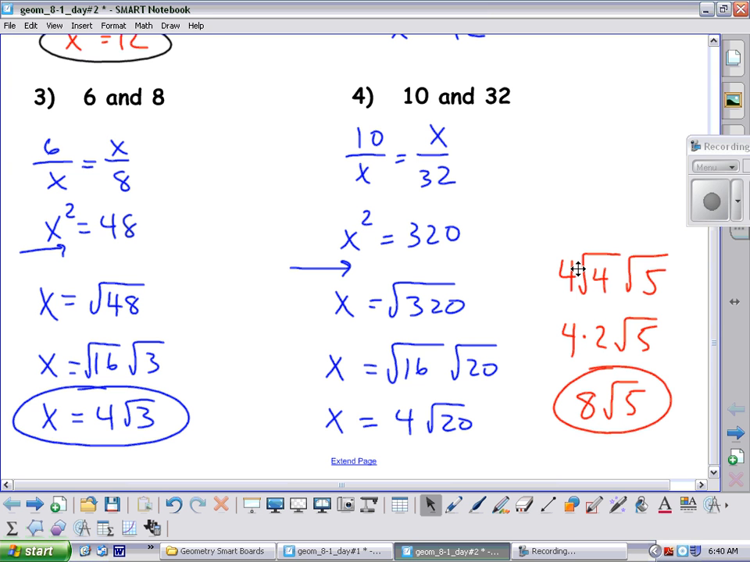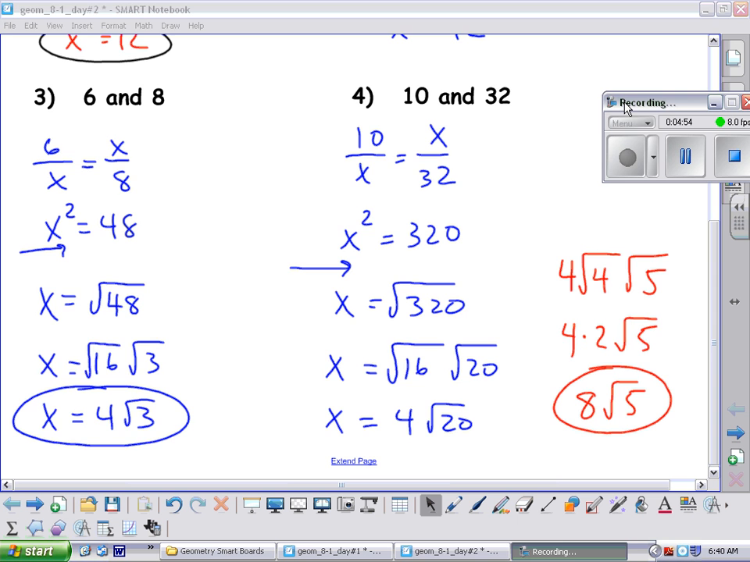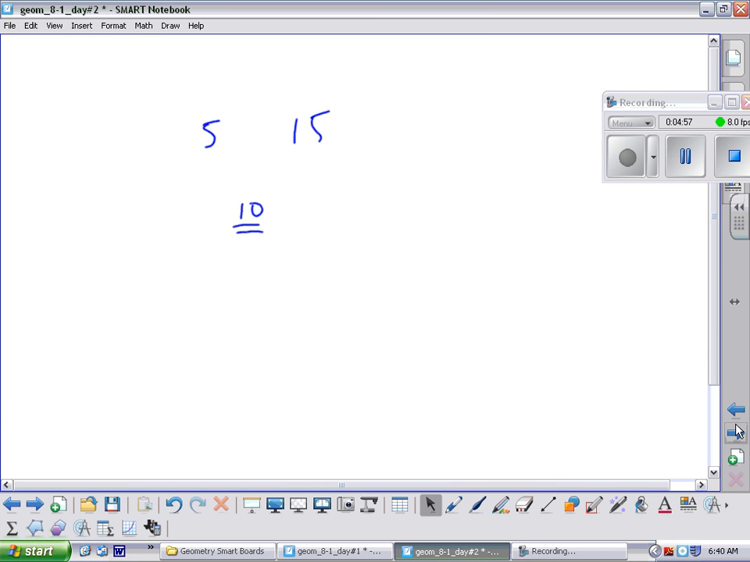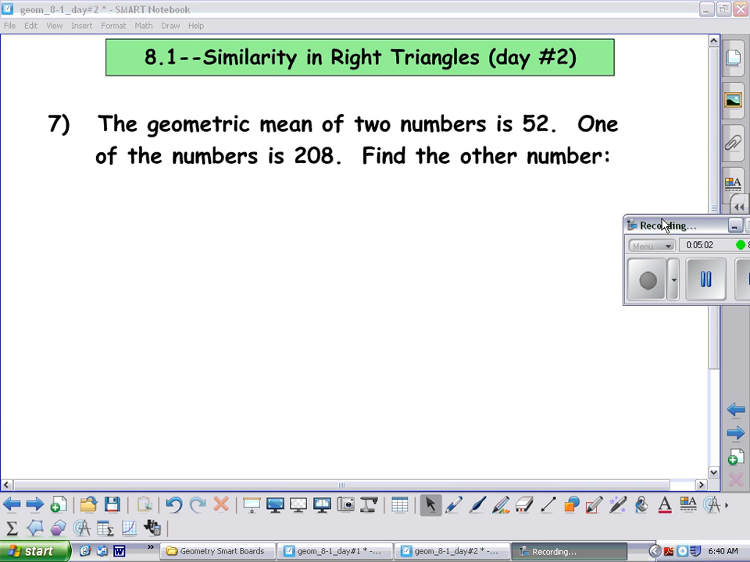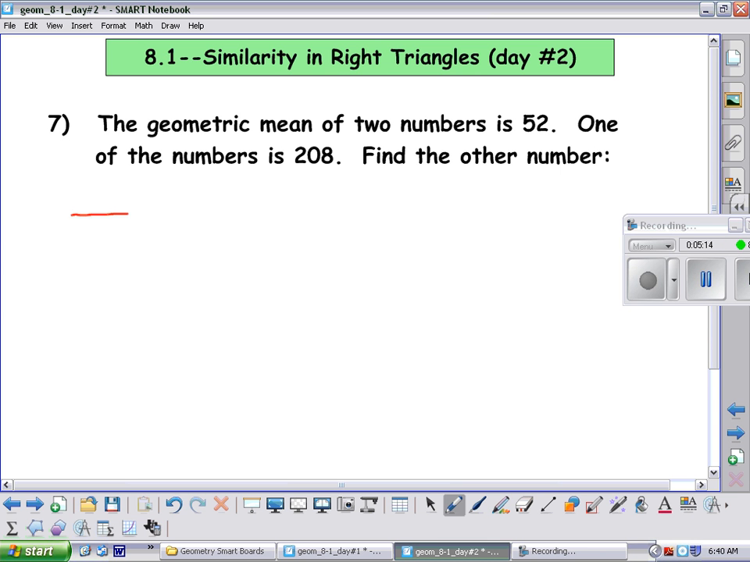Alrighty. So let's go ahead and keep going here. Let's move into a word problem, which you just have to think a little strategically about, but it's not too bad here. Basically the geometric mean is 52. So I know, I'm giving myself a little bit more space here. I know these two numbers have a geometric mean of 52. One of the numbers is 208. Well, since 208 is more than 52, it kind of has to go there. All right, so my unknown is there.